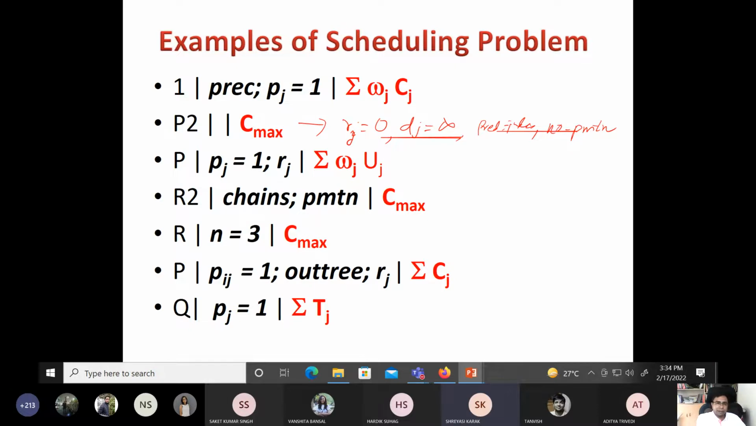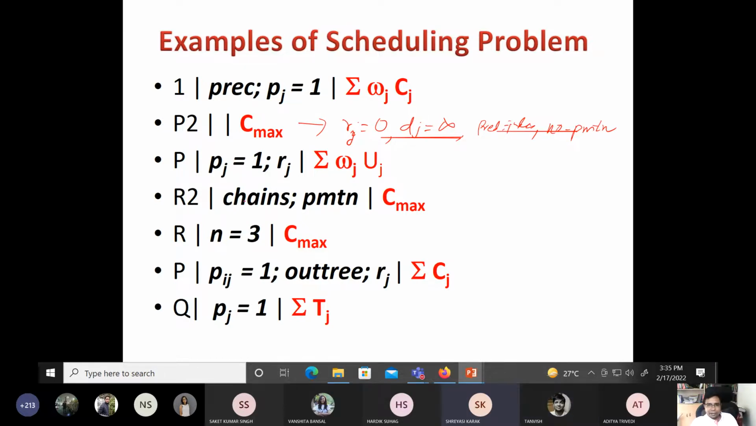Third case. In this case, what are we doing? There is a single processor? No, we have P processors. P processors means m processors by default, m processors, n tasks. All task execution times are 1. All tasks have their release time. Also, whenever we are optimizing summation of Wj Uj, it means all tasks come with deadlines. Also, all tasks come with weight.